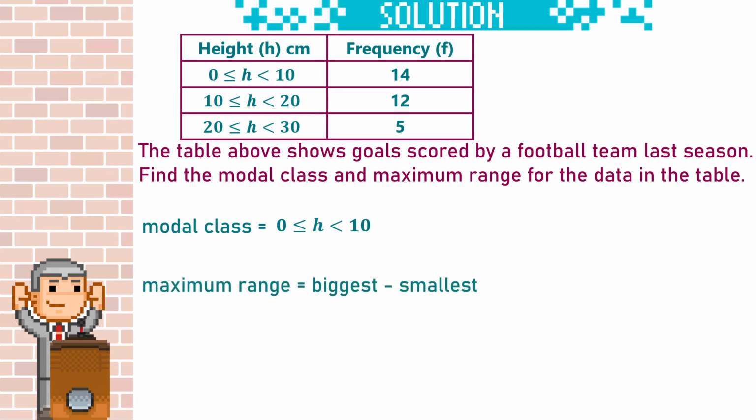The maximum range is the biggest that the number could have been. Now, you might think that the answer will be 29, but it will actually be 29.999 recurring, which is the same as 30. I know that 30 couldn't have been in that group, but we use 30 as our biggest possible value. Our smallest value is 0, so it would be 30 take away 0, which will give you 30. You would still get the mark for 29.9 recurring, but you also get the mark for 30, so it's easier to use the number 30.